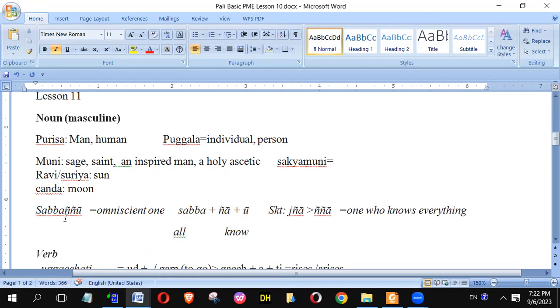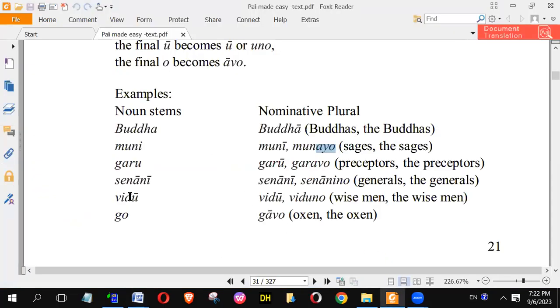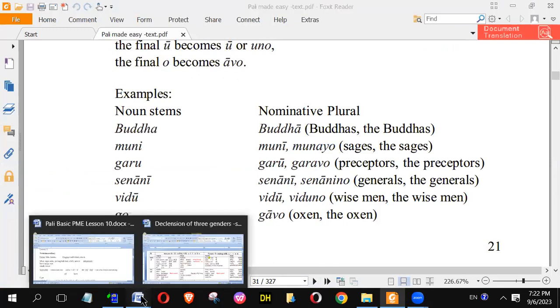Sabenyo. So this is masculine. Here it is shown because they want to show this long U. If you have long U, you decline like this. Plural will still maintain the U, and then you put the no here. When you put the no, you must put the short one here, right? Okay, so let's see.